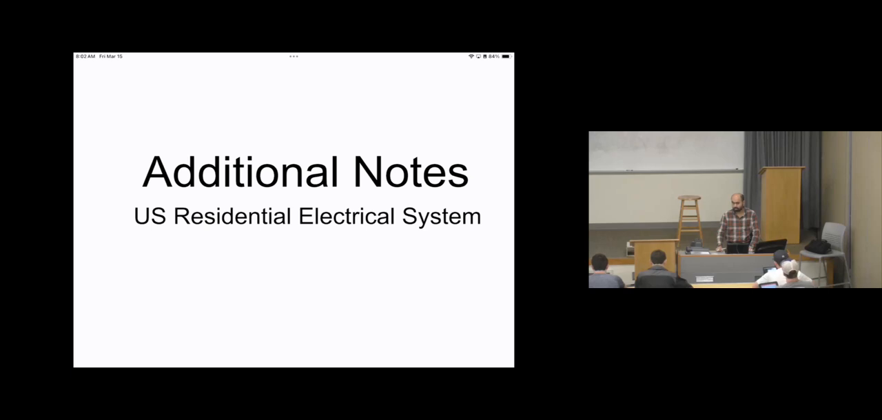So the electricity, do you think for the wall outlet, is it AC or DC? What are your thoughts? DC or AC? AC. Okay, and when I say 120 volts, is it the RMS or the max? What do you think? RMS, exactly.